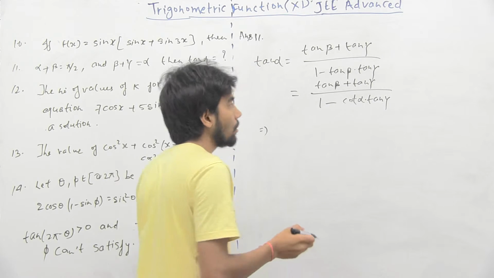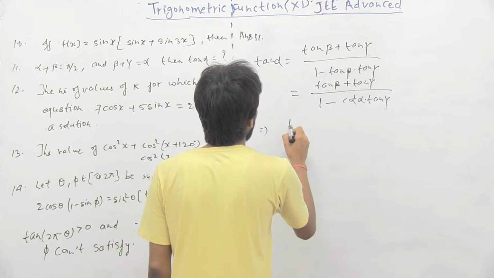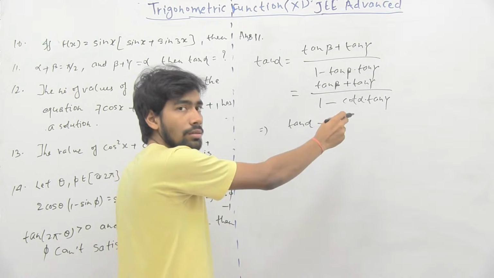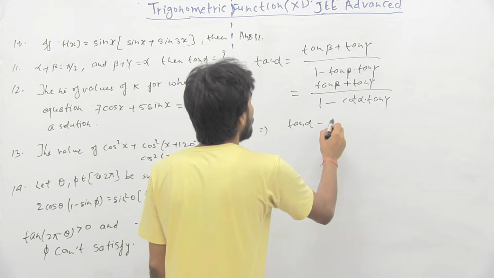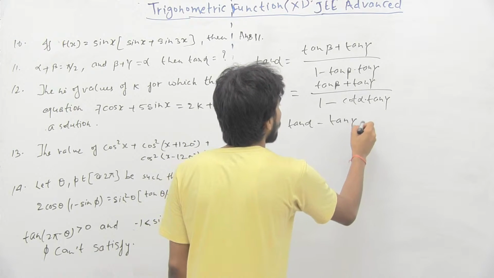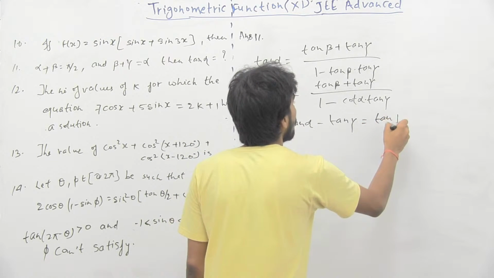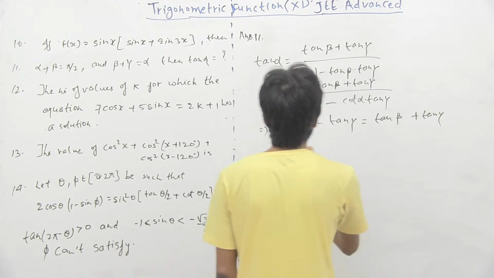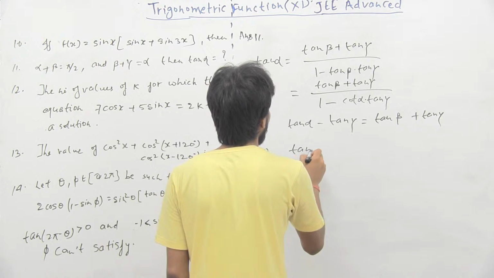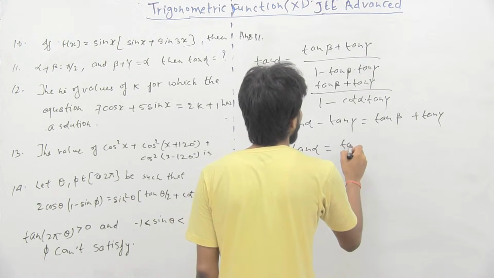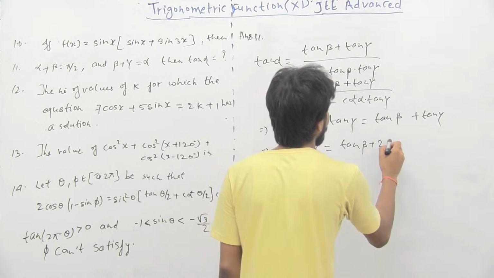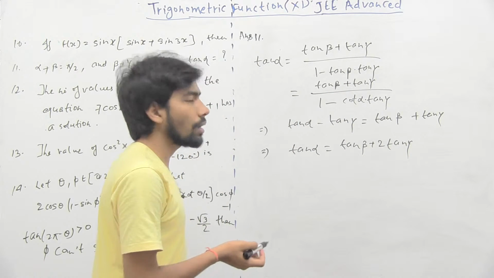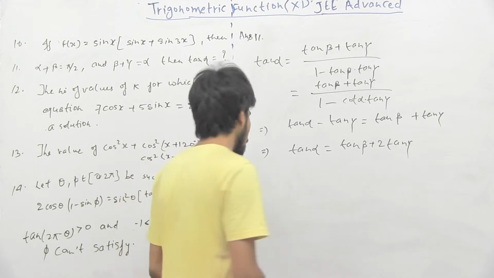Now cross multiply. Tan alpha minus tan and cot will get cancelled, and we will have tan gamma equal to tan beta plus tan gamma. So we will have the answer: tan alpha equal to tan beta plus 2 tan gamma.